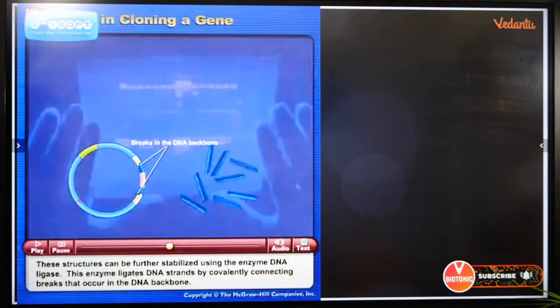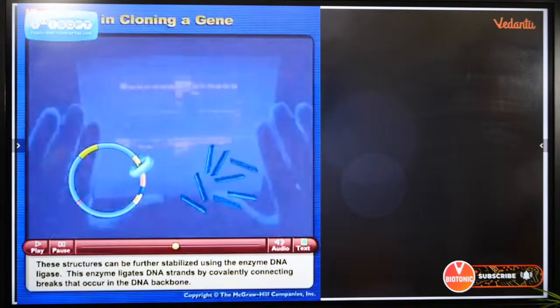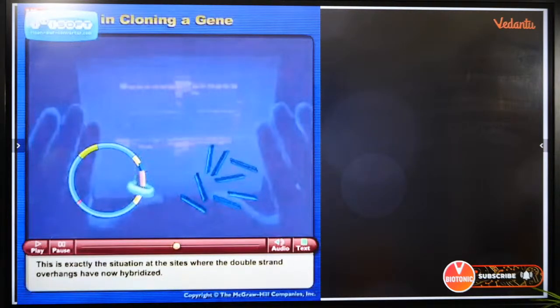These structures can be further stabilized. Overhangs are sticky ends. The enzyme DNA ligase ligates DNA strands by covalently connecting breaks that occur in the DNA backbone. This is exactly the situation at the sites where the double-strand overhangs have now hybridized.